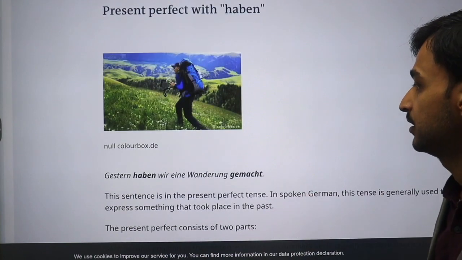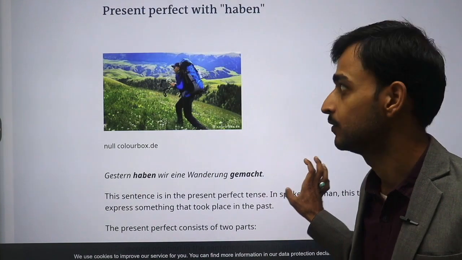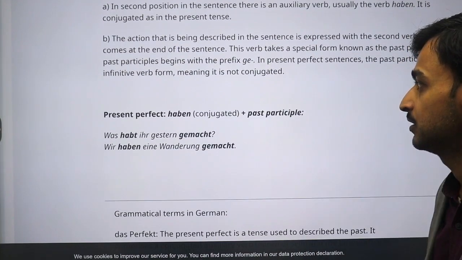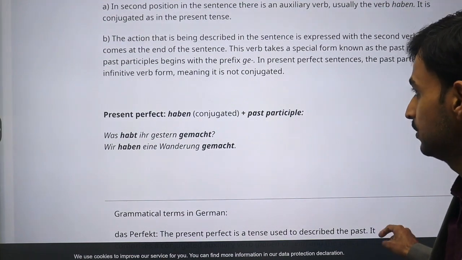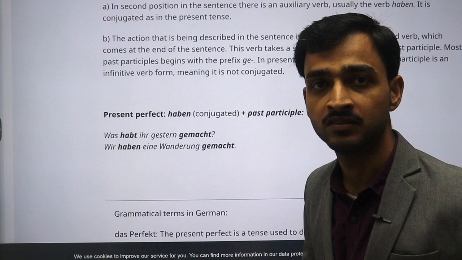This is the sentence. A picture is given with the sentence formation. Very good practice if you want to improve your tenses. You can see some more sentences, participle perfect. Everything is available here on the Deutsche Welle website, dw.com.